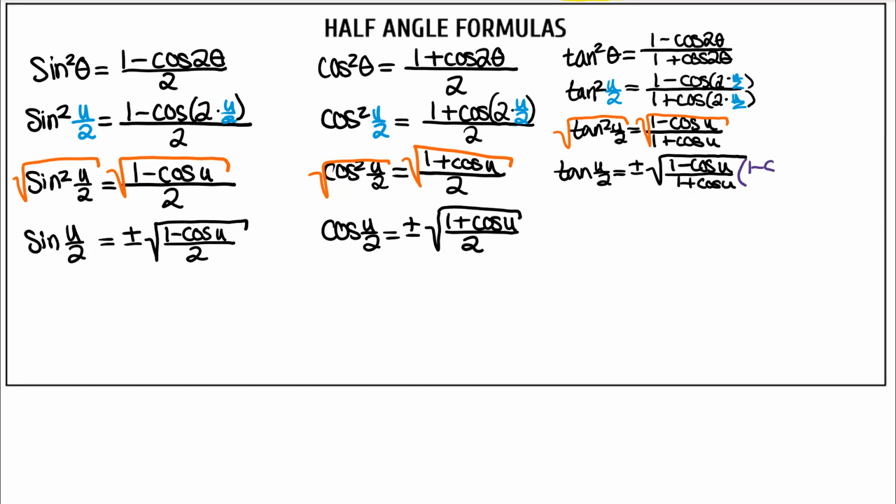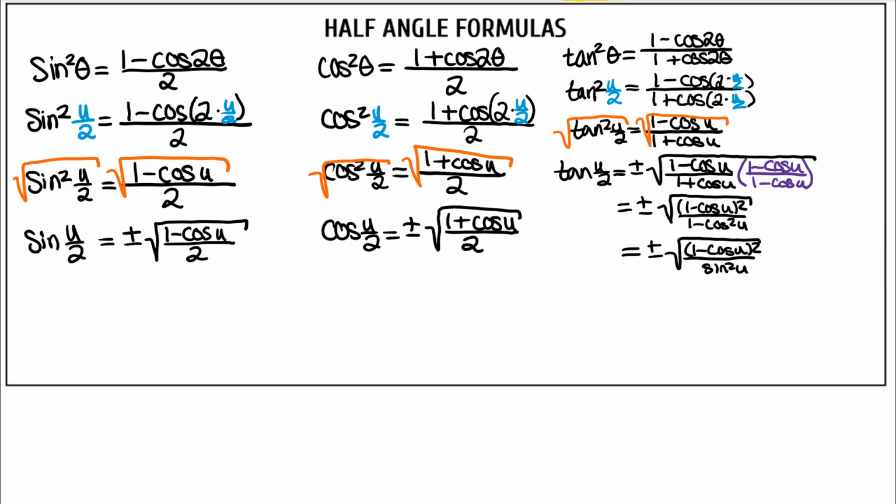Guess what? We can actually simplify this further by multiplying by the denominator's conjugate, so we can use a Pythagorean identity. The numerator is now 1 minus cosine u quantity squared, and the denominator is now 1 minus cosine squared u, difference of perfect squares. 1 minus cosine squared u is sine squared u. Now, let's actually square root the numerator and the denominator.